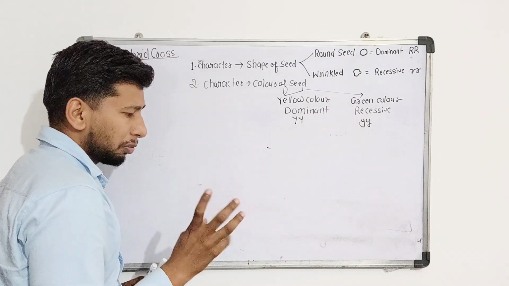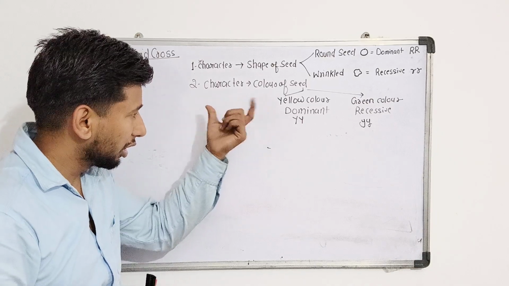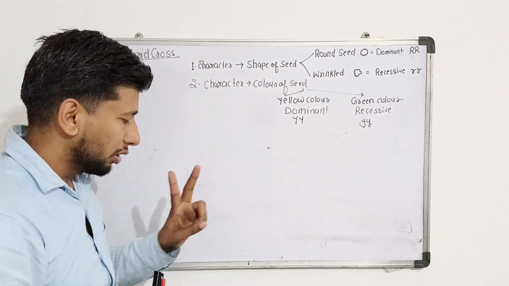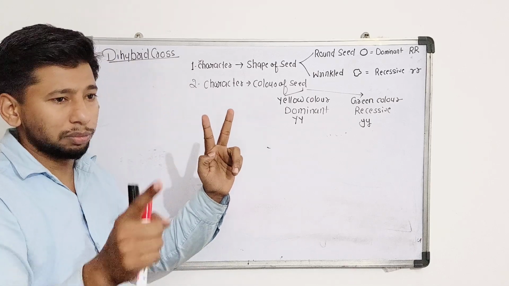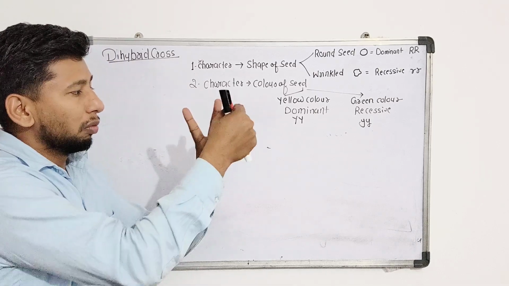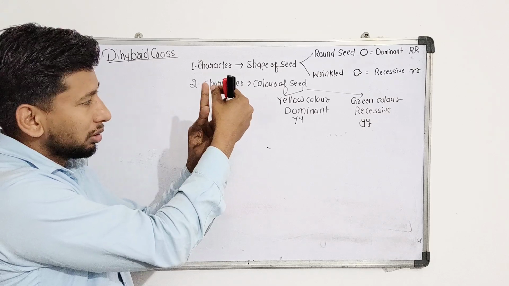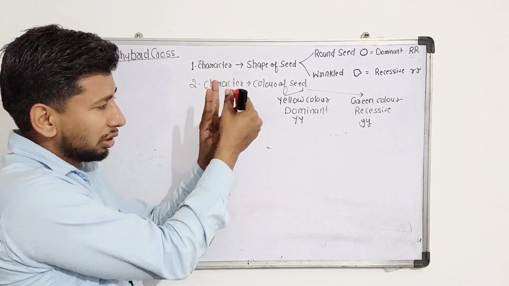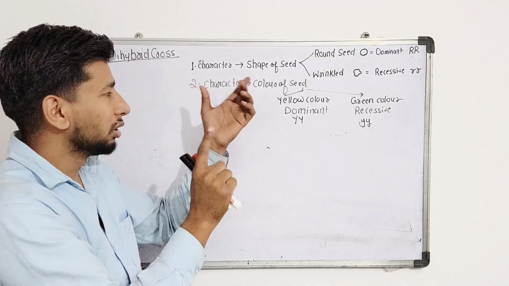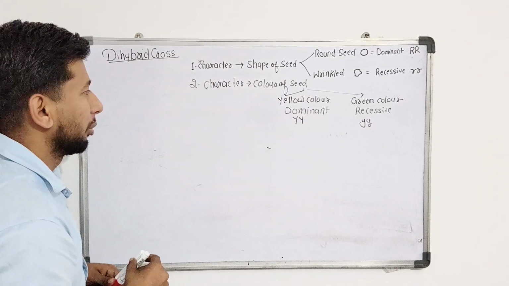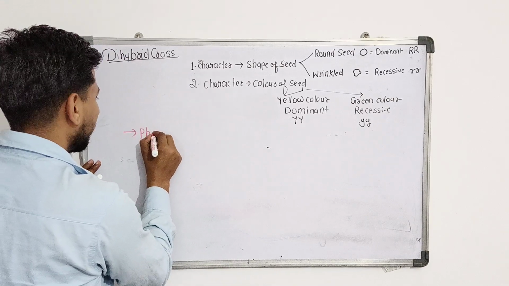And what is the main motive? What was the main motive for Mendel for this dihybrid cross? In this cross, we see when one character is inherited from one parent to their progeny, what is the effect of this? Does the second gene affect the inheritance of one gene or not? Mendel wanted to show this by the dihybrid cross.